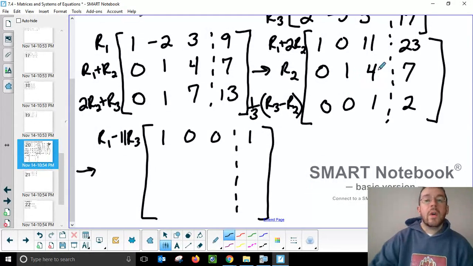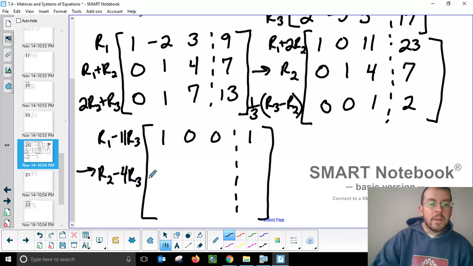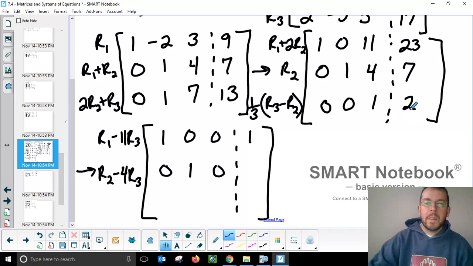All right, now I want this to be a 0 as well. So I'm going to combine it with this again. So I'm going to go ahead and say row 2 minus 4 times row 3. So now I'll get 0 minus 0, which is 0. I will get 1 minus 0, which is 1. All right, I will get 4 minus 4, which is 0. And I will get 7 minus 8, which is negative 1.